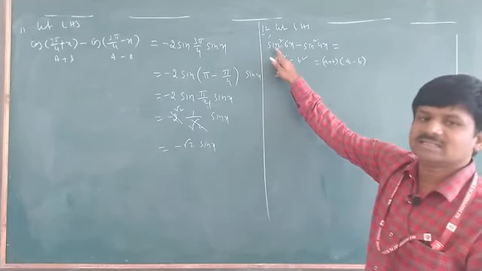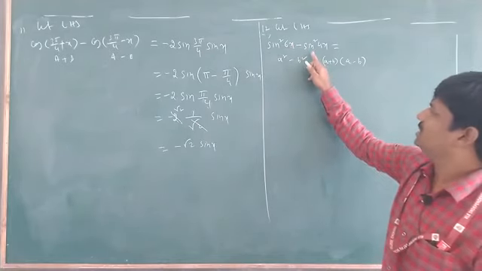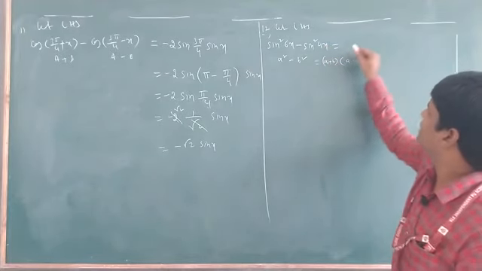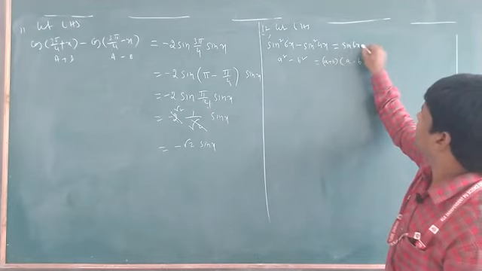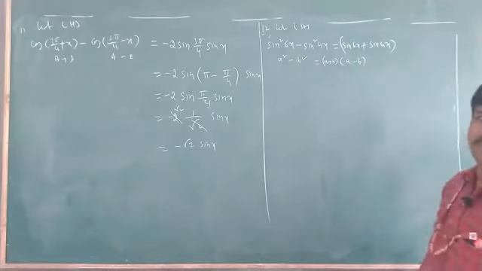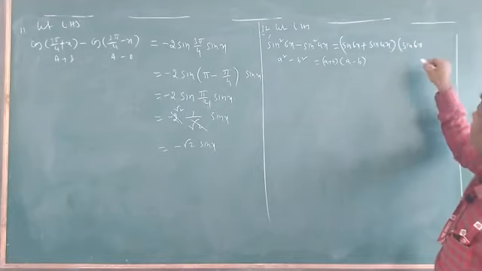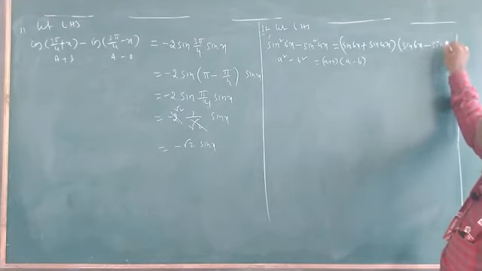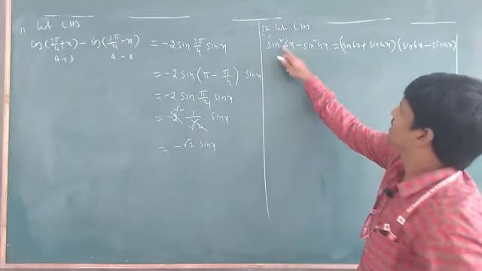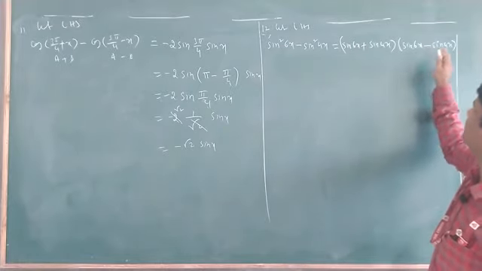A square minus b square is a plus b into a minus b. A means sin 6x, b means sin 4x. Now apply here: a plus b, a means sin 6x, b means sin 4x, into a minus b, sin 6x minus sin 4x. Clear? So a square minus b square means a plus b into a minus b.